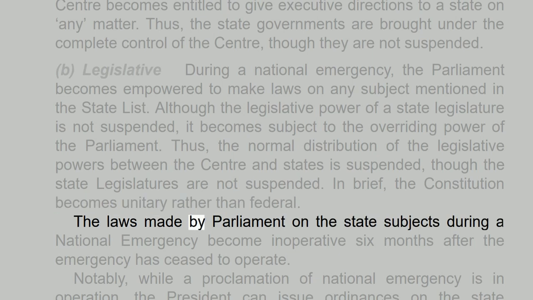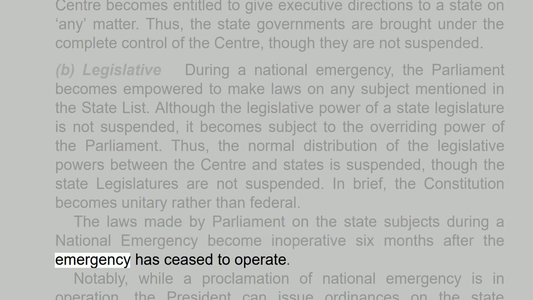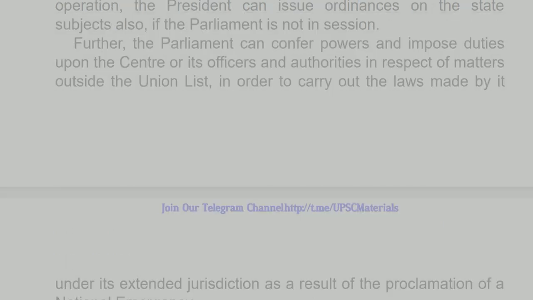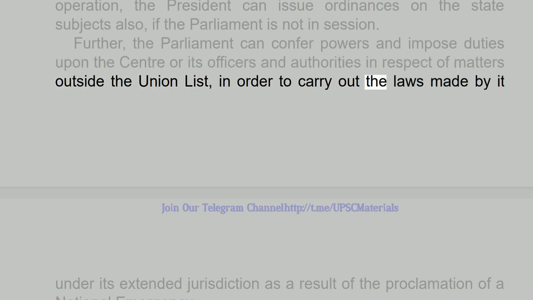The laws made by Parliament on the state subjects during a national emergency become inoperative 6 months after the emergency has ceased to operate. Notably, while a proclamation of national emergency is in operation, the President can issue ordinances on the state subjects also, if the Parliament is not in session. Further, the Parliament can confer powers and impose duties upon the centre or its officers and authorities in respect of matters outside the Union list, in order to carry out the laws made by it.